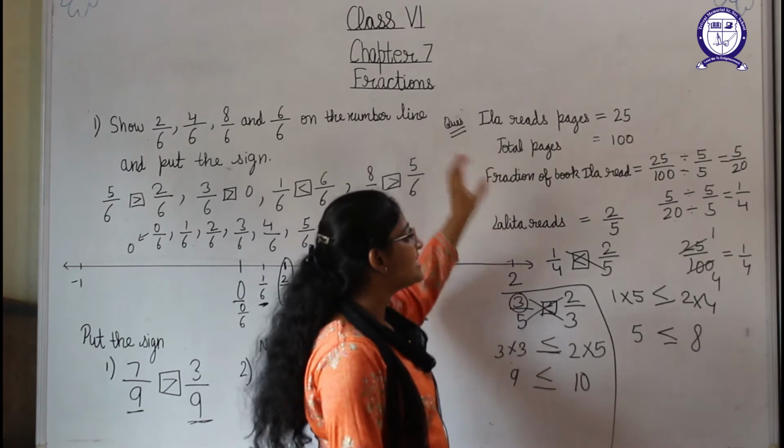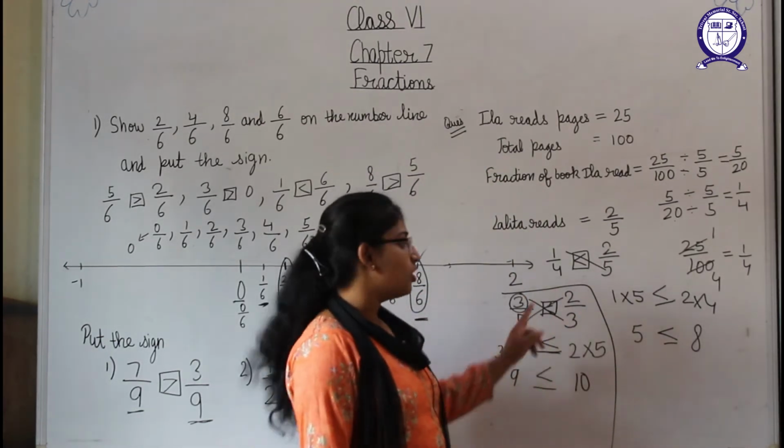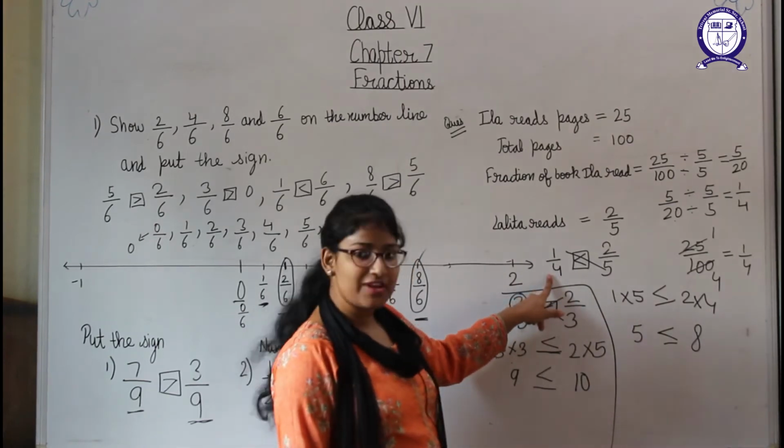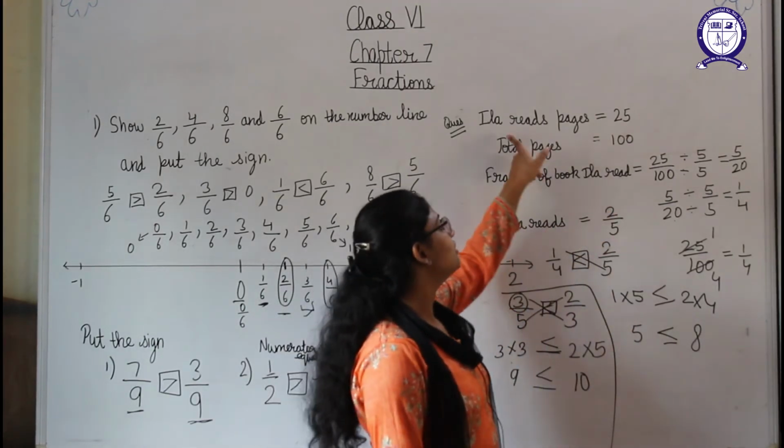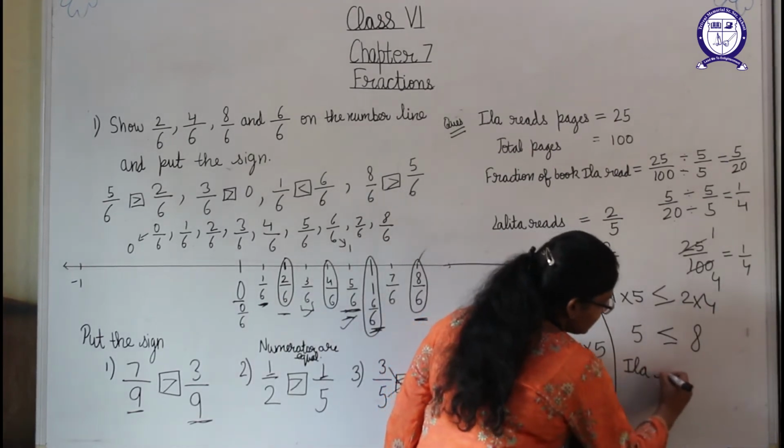Okay, so who reads less? Here we have to tell which person reads less of the book. So 1 by 4 is the fraction for Ela. So we will write that Ela reads less.